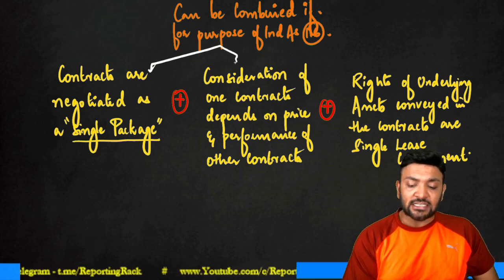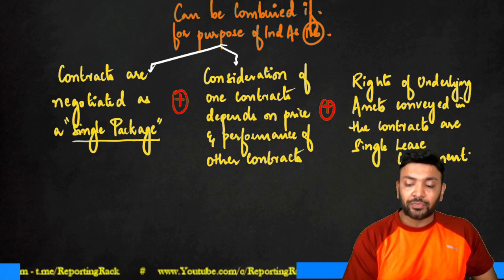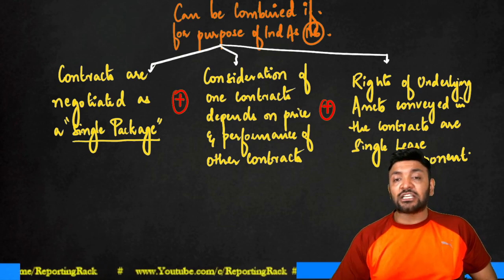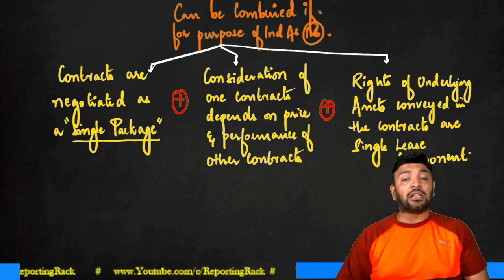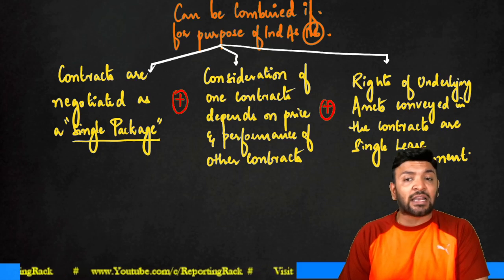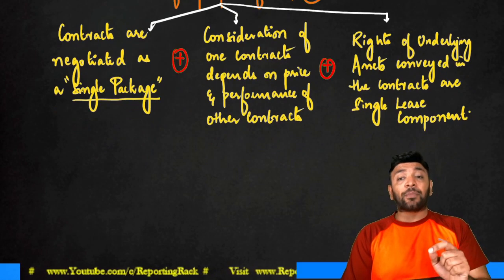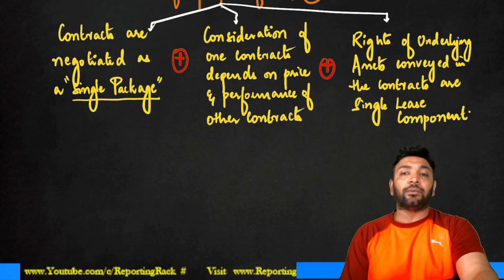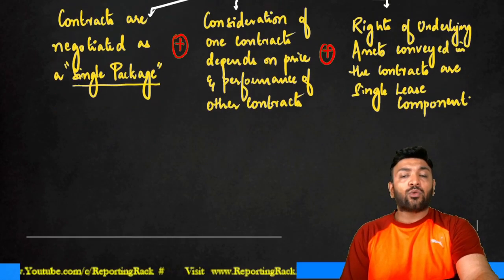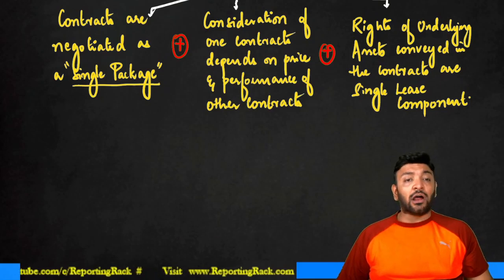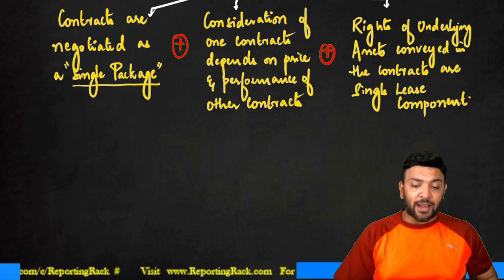Contracts are negotiated as a single package. The consideration of one contract is dependent upon the performance and the price of the other contract. All the underlying assets conveyed in the contracts represent a single lease component. Now, the question comes up. First of all, what do you mean by single package?